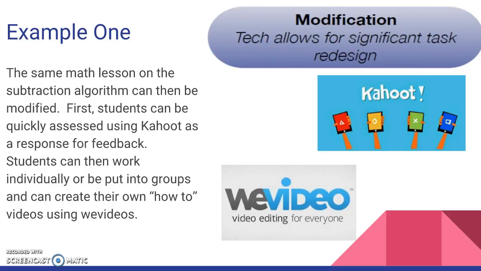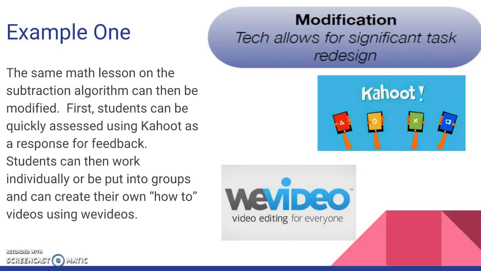With the same example, moving along, so we had S, we had A, we're at M. It says the same math lesson on the subtraction algorithm can then be modified. First, students can quickly be assessed by using Kahoot as a quick response for feedback. Students in my fifth grade class love using Kahoot.